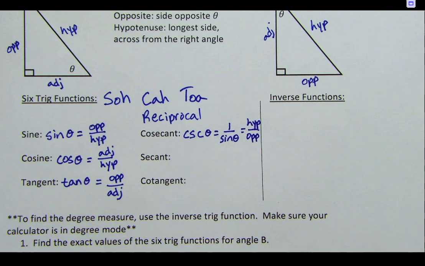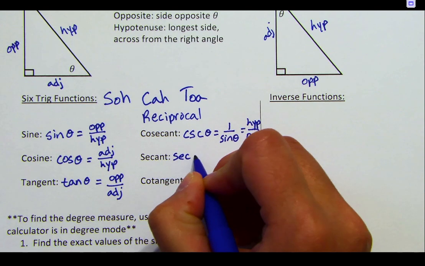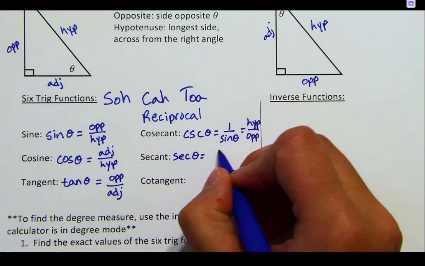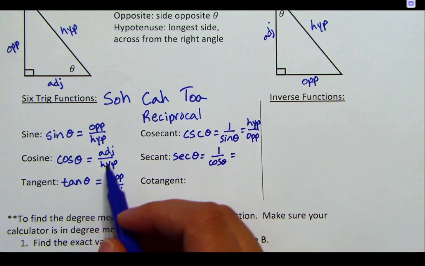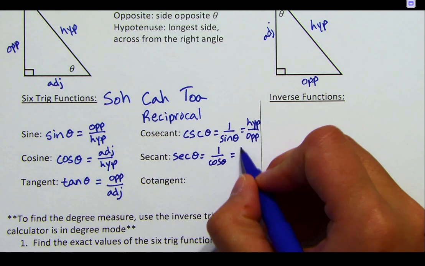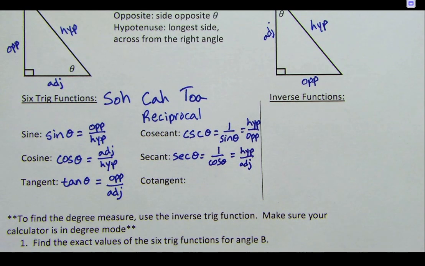And then secant is a reciprocal to cosine, abbreviated as SEC, and then our theta. So again, we're thinking of it as 1 over cosine, or as a reciprocal to cosine. So again, this will be the hypotenuse over the adjacent side. Okay.